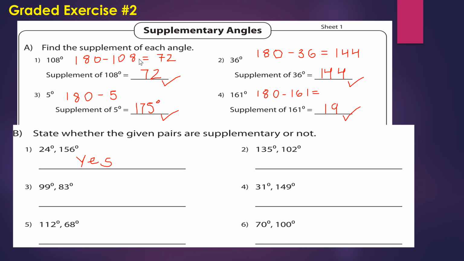Alasia Thomas, can you do number 2 for me, please? Number 2 is 135 plus 102, which equals 237. So 135 plus 102, is that equal to 180? No, sir. So is it a pair of supplementary angles? No, sir, it's not supplementary.